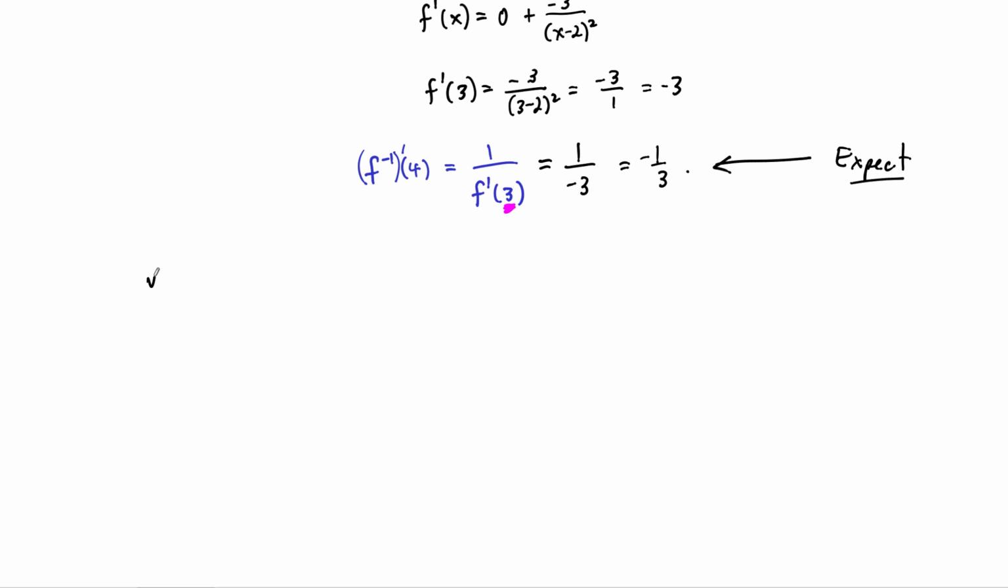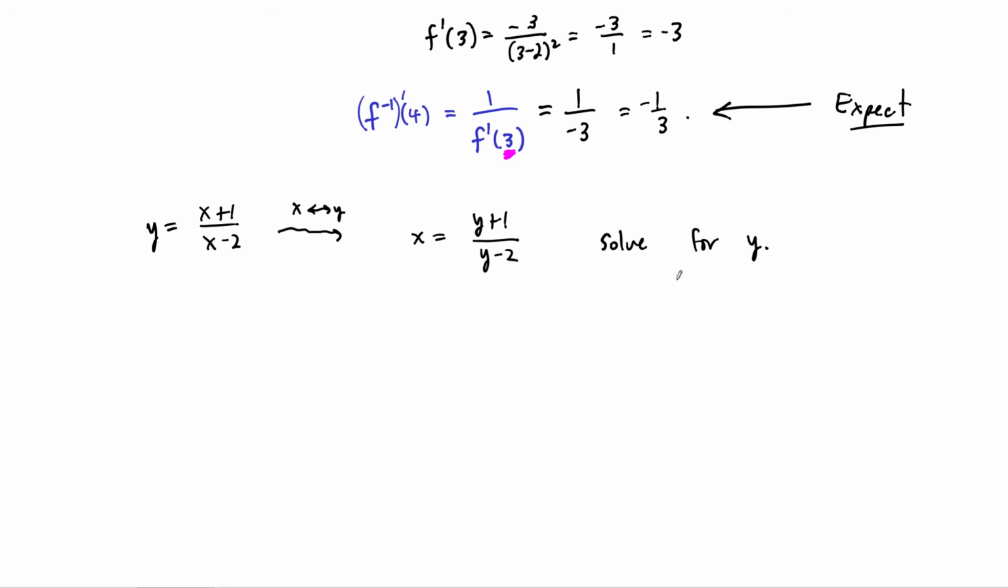So remember, our function itself was y equals x plus 1 over x minus 2. We want to swap the roles of x and y to find the inverse function. So what you do is you just swap these out. You write this as x equals y plus 1 over y minus 2, and then you try to solve for y. Hopefully you remember doing this. This is how you find the formula for the inverse function when you're given the function to begin with.